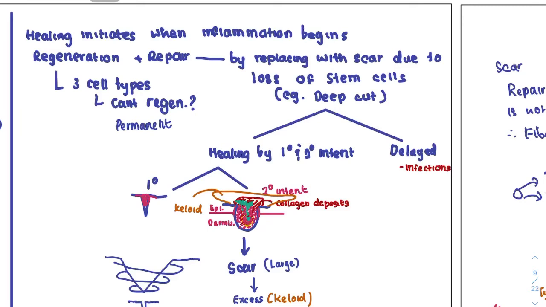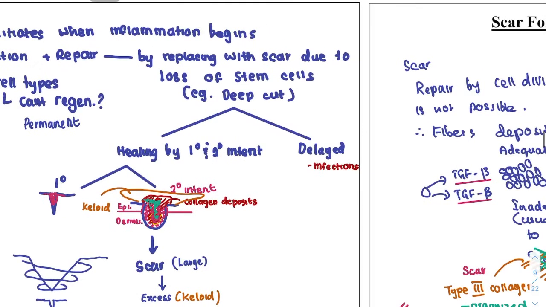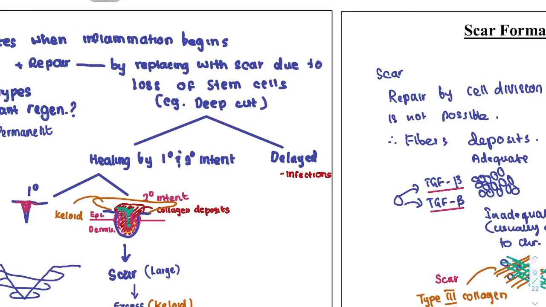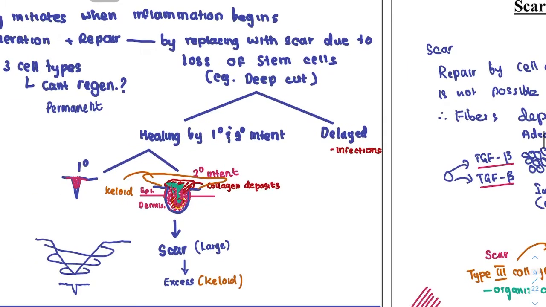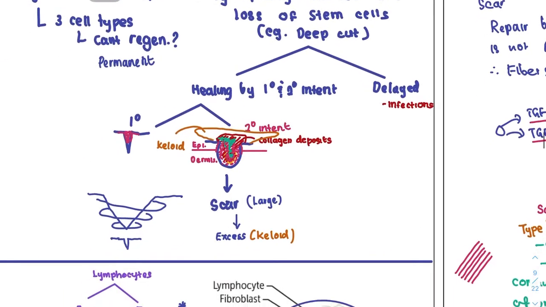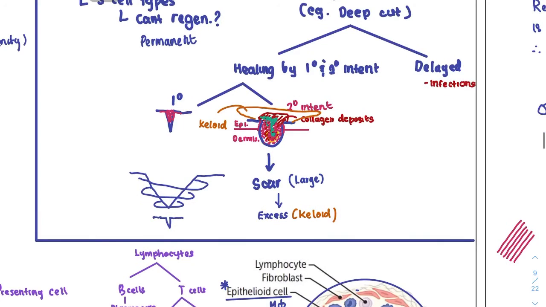If those cells die, or if the injury is too much, it's going to be replaced by a scar due to the loss of stem cells. Let's take a deep cut. There are two types of healing. The first type of healing: let's take a cut in the skin. You suture the wound up to bring these edges close to each other.